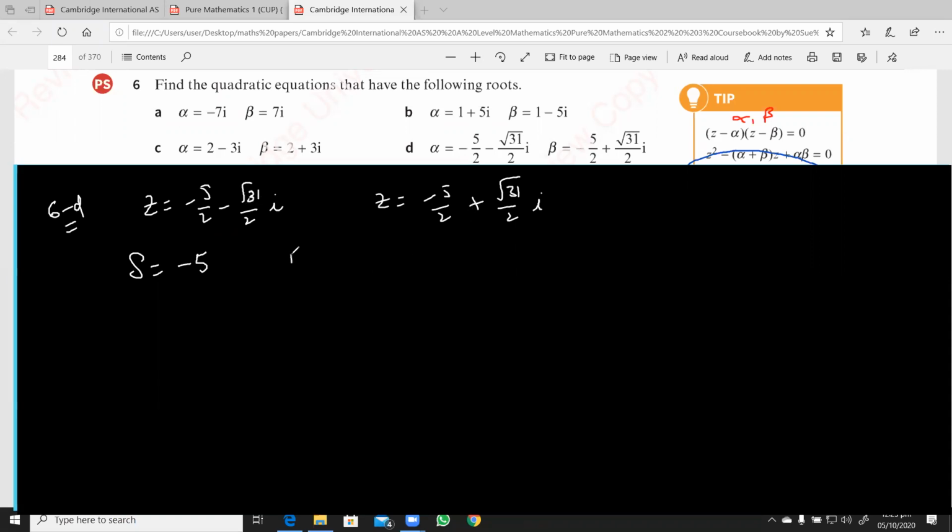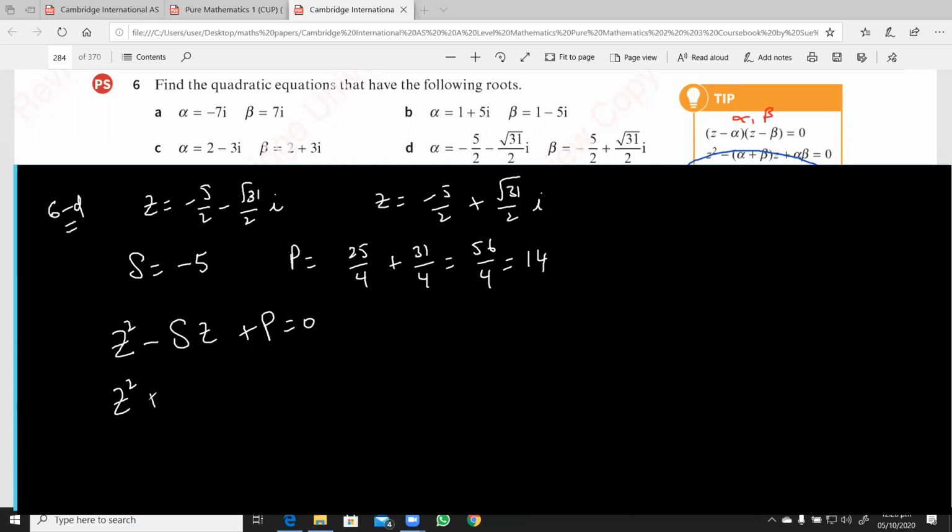And then you find the product. That is going to be 25 over 4, that is your a squared, plus b squared, that is 31 over 4. That is 56 over 4, and that is going to be 14. Now your equation is z squared. Please remember, this is always minus the sum of the roots times z plus the product. So this is z squared plus 5z plus 14. That is the required equation.